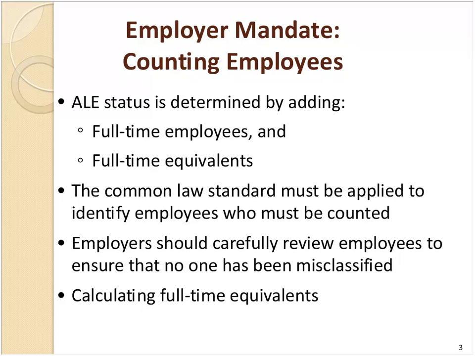So for this test, you're looking first at every employee of the control group, the affiliated service group, everybody who meets the common law standard. And incidentally, be careful. A lot of employee leasing arrangements, we don't know if the IRS is going to recognize those as not being common law employees. It'll depend on the facts and circumstances as to who really is the employer.